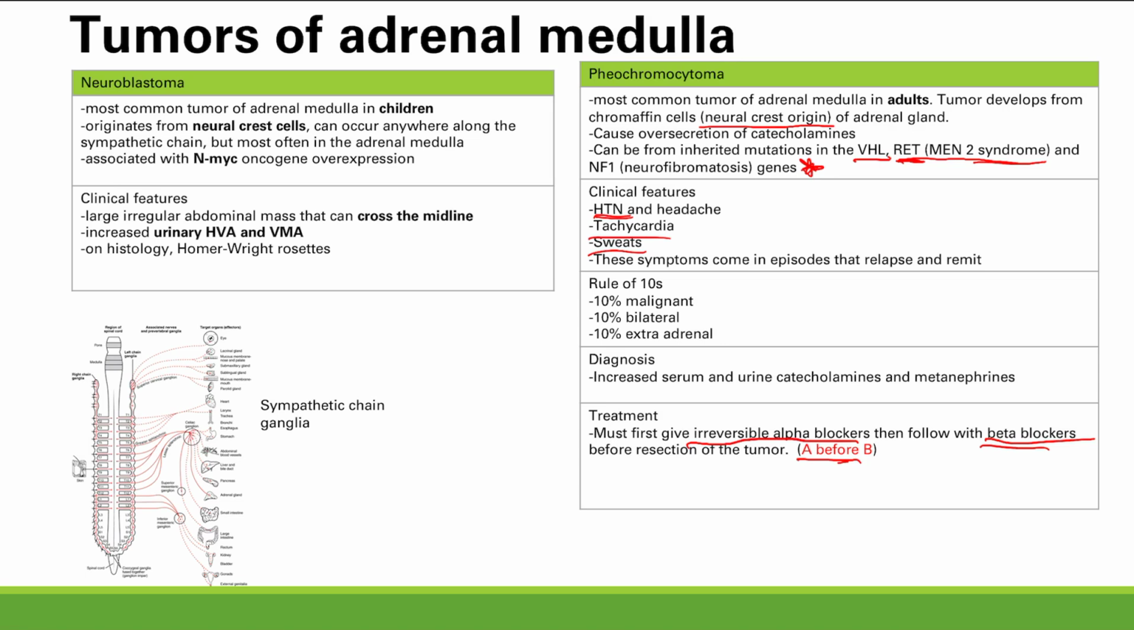You block the alpha, then you block the beta, then you go do surgery, and then you're going to manipulate the tumor, and it's going to release the catecholamines, but it's going to be fine because you have this blockade of alpha and beta receptors. And that is how you treat pheochromocytoma.